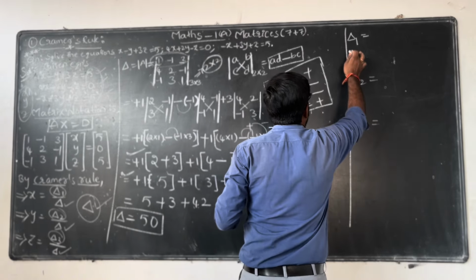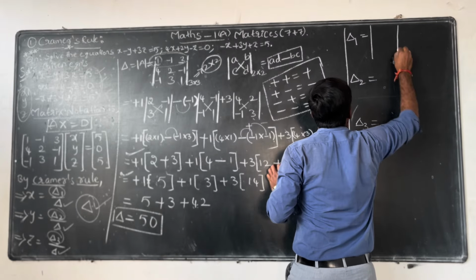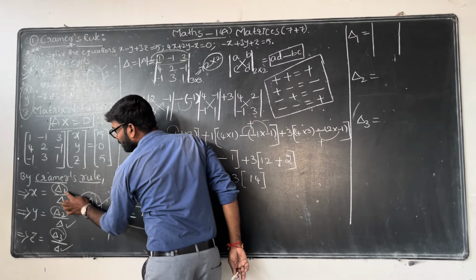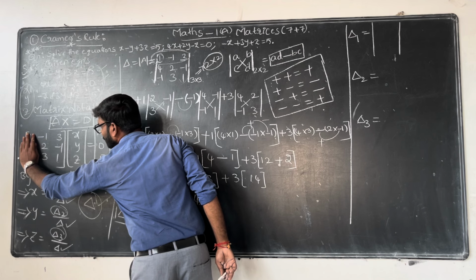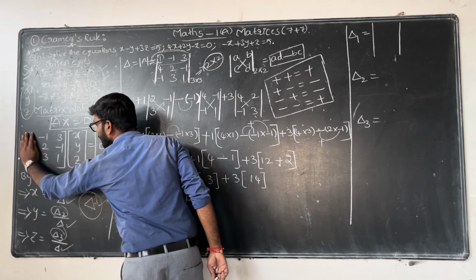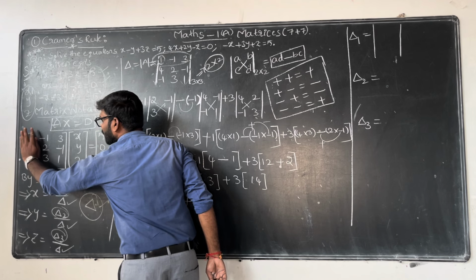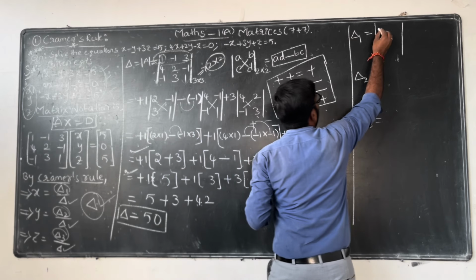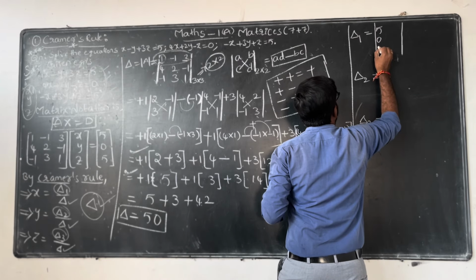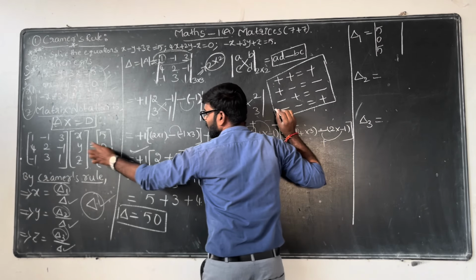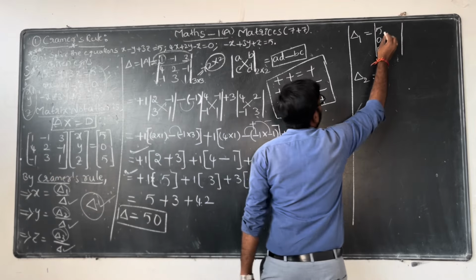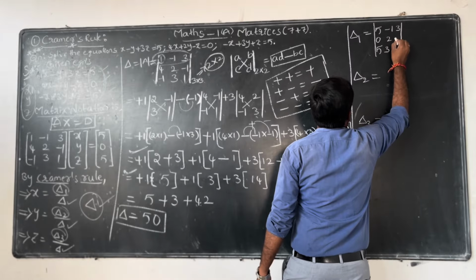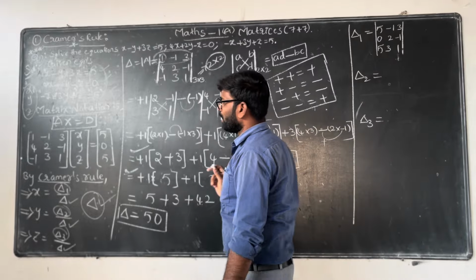So here delta 1. How to write the delta 1 matrix? From the matrix A, delta 1 means you need to remove the first column of the given matrix A. Instead of the first column of matrix A, you need to substitute the constant matrix. The first column is 5 0 5, the constant matrix. Then the remaining is the same as it is: minus 1 2 3 3 minus 1 1. Okay? All of you got it?